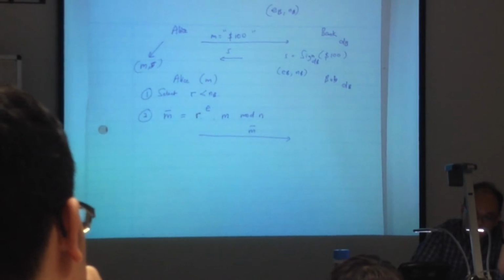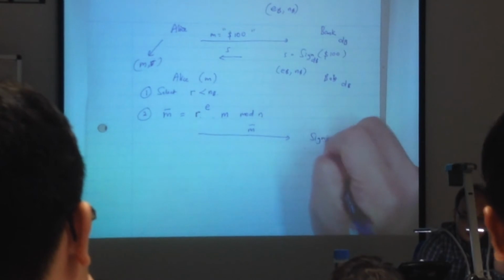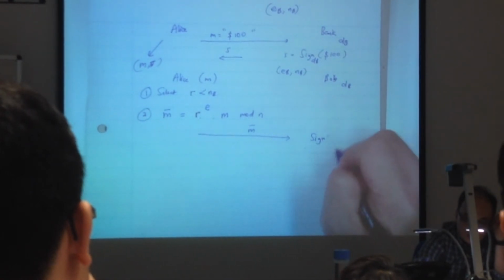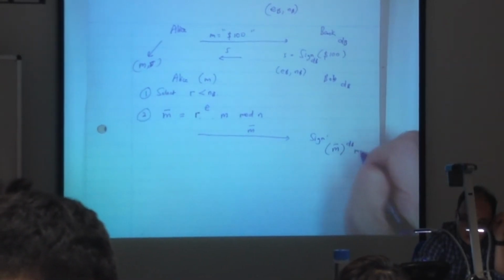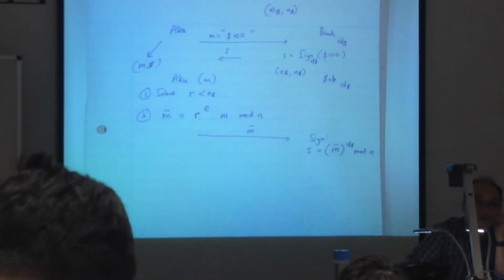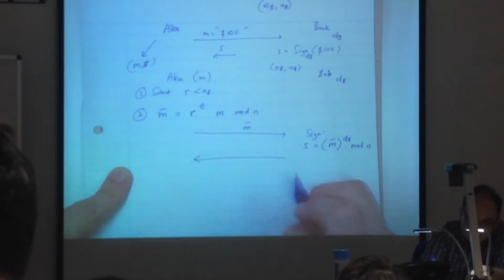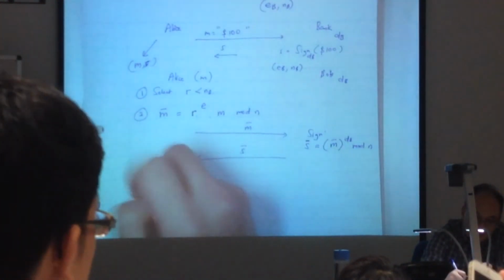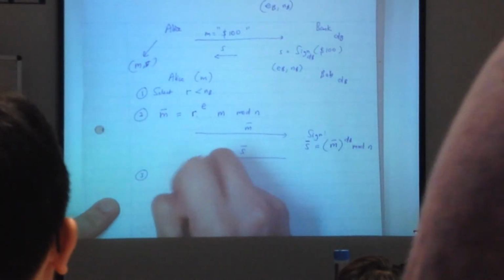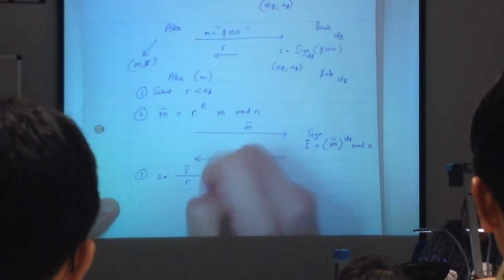And then the bank will sign as per normal. How can the bank sign using RSA? The bank will compute M bar to the power of D_B modulo N, and the bank will send this, I call it S bar, back to Alice. Then the last step, Alice will compute S bar divided by R, which gives the S modulo N.